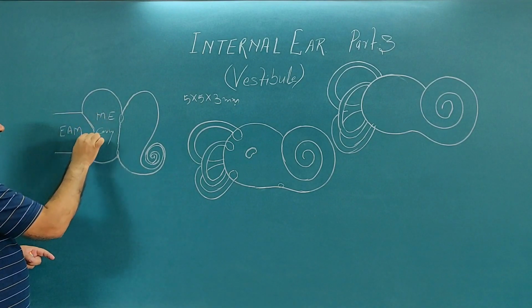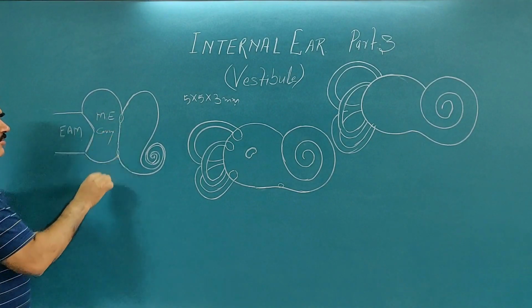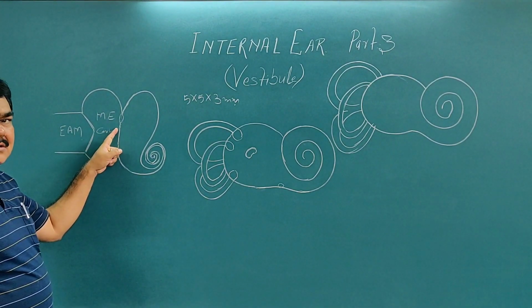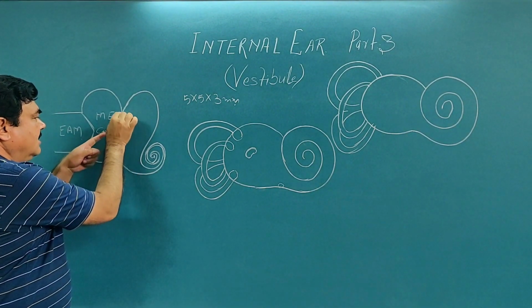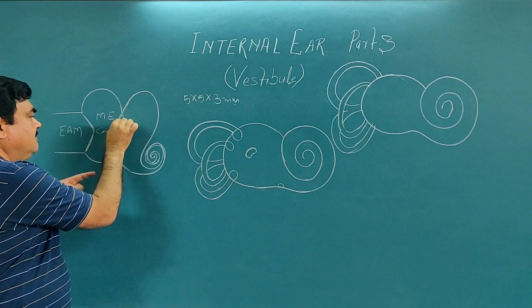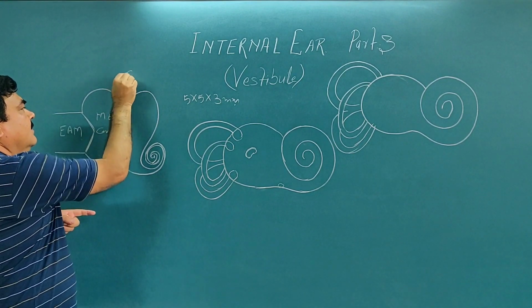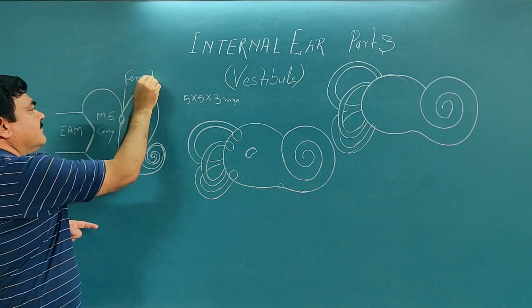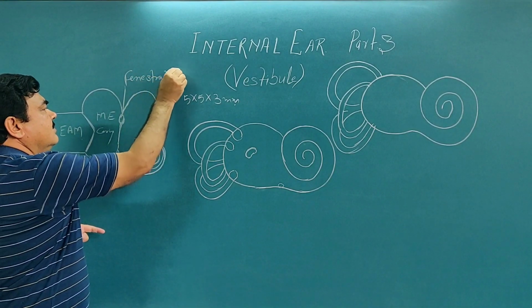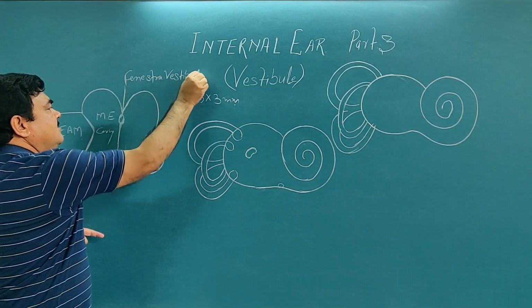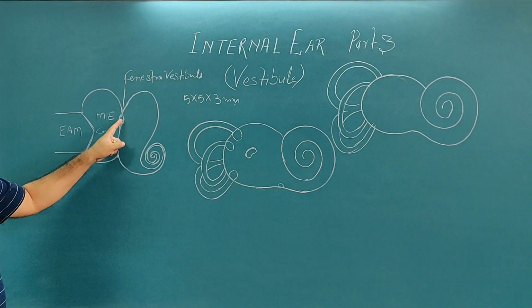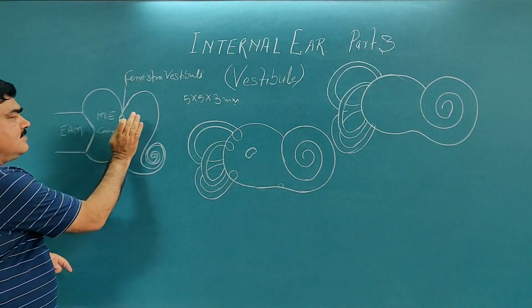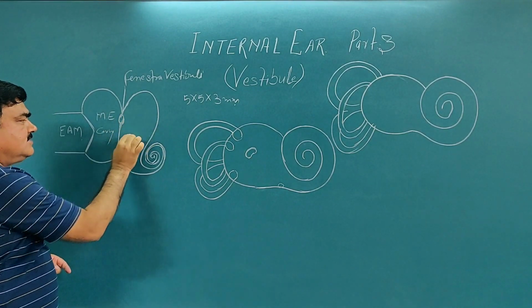This is the lateral wall of the middle ear. This is the medial wall. Here you can see this medial wall. Here is an opening. This is the fenestra vestibuli. This fenestra vestibuli is present on the lateral surface of the vestibule. Here is the vestibule.